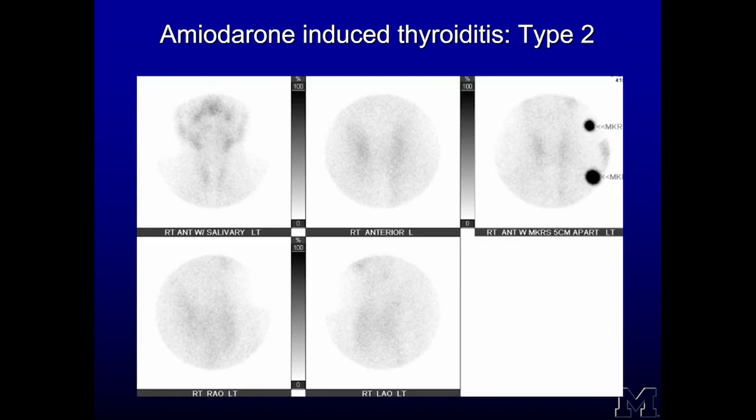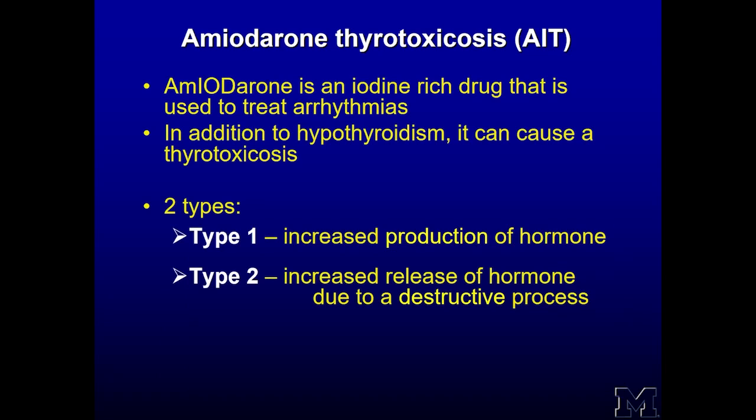And here is a very good example of type 2 amiodarone-induced thyroiditis. As you see, there is no evidence of radiotracer uptake at the base of the neck. It's very faint. There is absent uptake at the expected location of the thyroid gland, consistent with thyroiditis. So regarding amiodarone-induced thyrotoxicosis, amiodarone is an iodine-rich drug that is used to treat arrhythmias. In addition to hypothyroidism, amiodarone can also cause thyrotoxicosis.